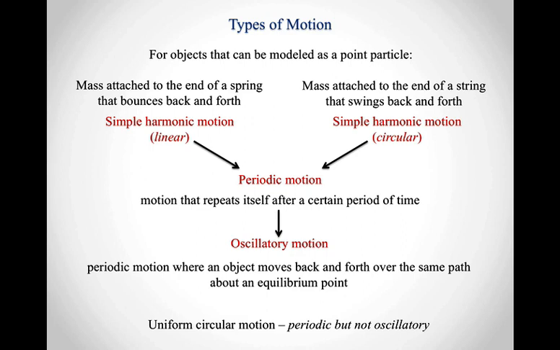One of them is swinging back and forth along the same path about some equilibrium point. Uniform circular motion, again, is following the same path, but there's not an equilibrium point that's dictating why it's following that path. We'll see a lot of different types of motions for point particles.